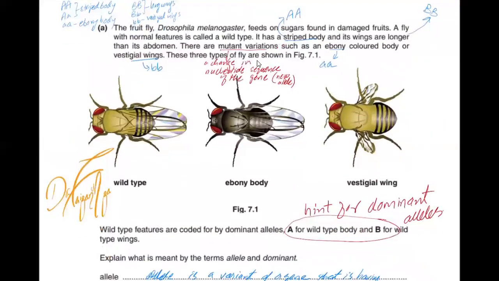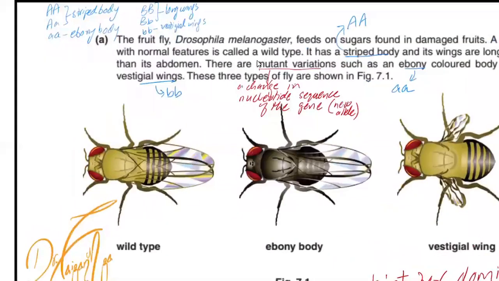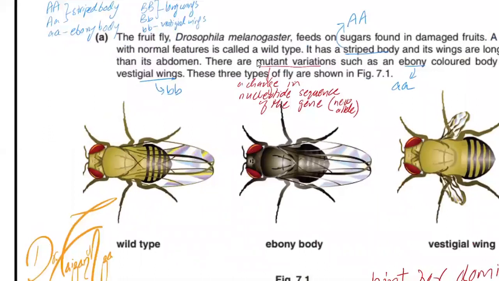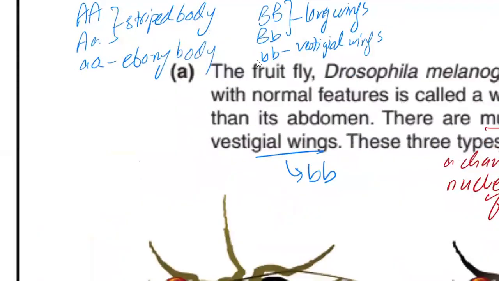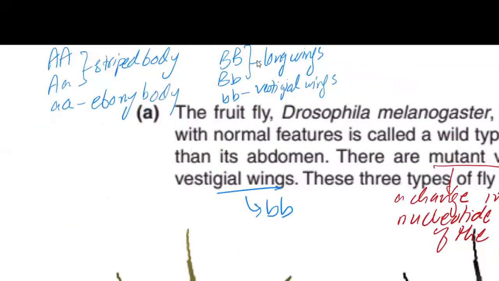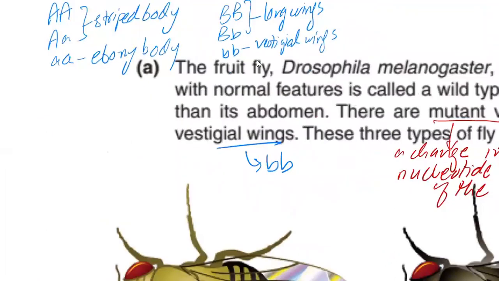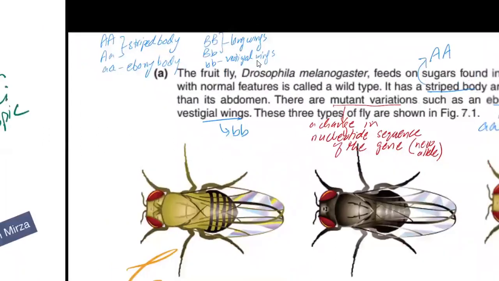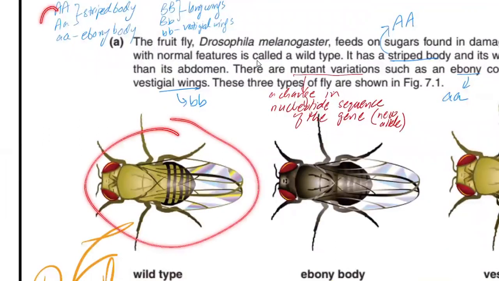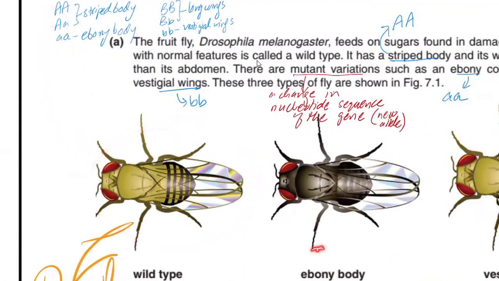The information given to us tells us, for example, that capital A, small a and capital A, capital A will both have a striped body. I prefer to annotate my paper whenever I'm solving. So capital A, small a, they both come for striped body, whereas ebony body will always be small a, small a. We decoded this from the information already given in the question.